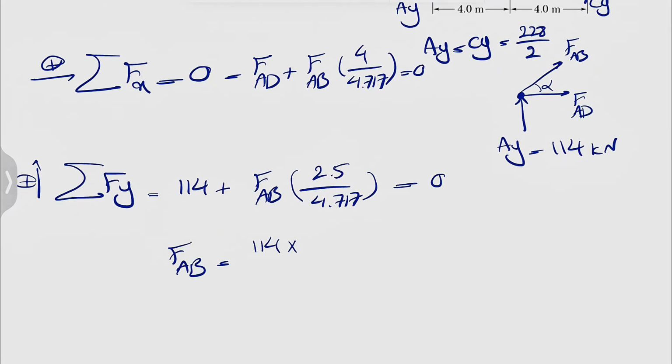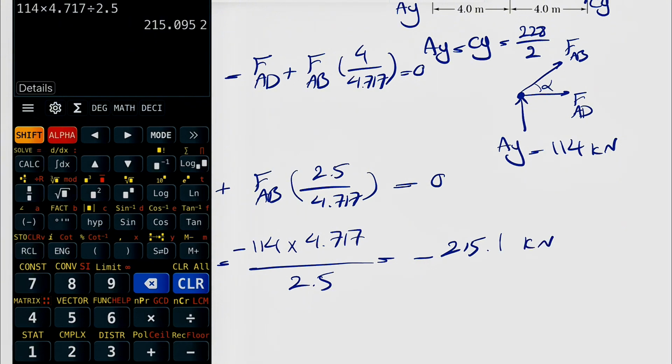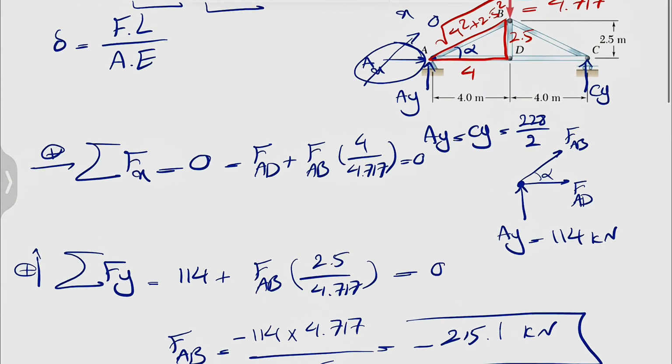So 114 times 4.717 divided by 2.5. Let's calculate this. So 114 times 4.717 divided by 2.5. So this is going to be negative. Again, we have a negative sign, which shows that the FAB is actually in the opposite direction. So 215.1 kilonewtons, and the negative sign shows that the FAB is actually in the opposite direction.